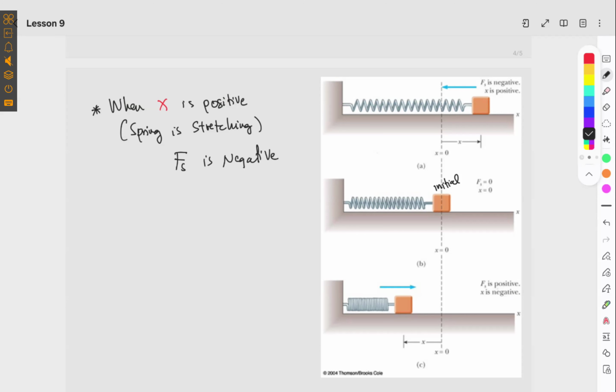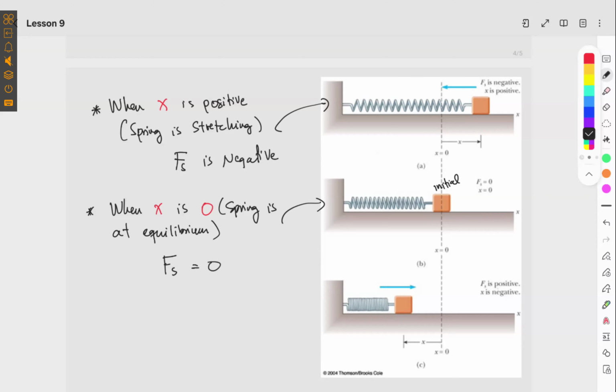Okay, when x is at 0, or we call it at the equilibrium position. Spring is at the equilibrium position. At equilibrium, F is what? F is 0. Yeah, x is 0, therefore F is 0.